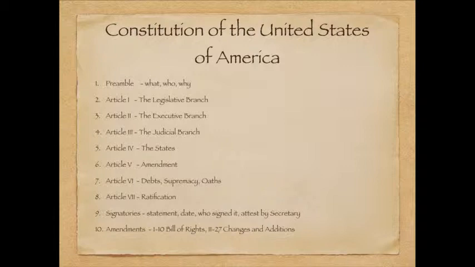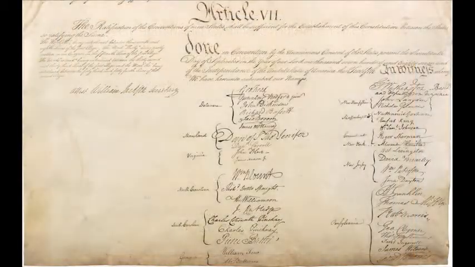And this has a statement, and it's dated, and who signed it, and it's attested by the Secretary. So let's look at that again here. You can see right on the right-hand side, below Article 7, there's a statement there, and the word done is in fancy script. But it says, done in convention by the unanimous consent of the states present the 17th day of September. And I'll just show that here.